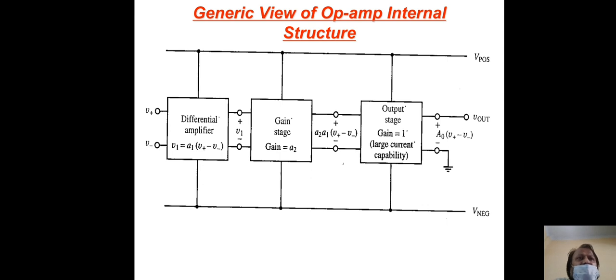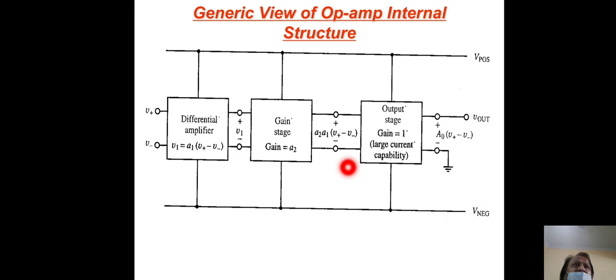Stage 2 is the gain stage with gain A2, with differential or single-ended input. The output stage is an emitter follower or source follower stage, used for gain equal to 1. Source follower means it follows the input signal, so the gain is equal to 1 for stage 3, with a single-ended output and large current driving capability.